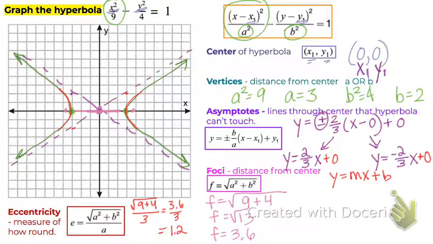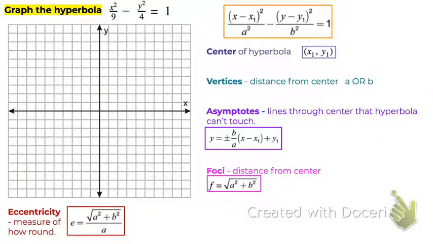Now let's do one more. This one is very similar, except the center is not going to be at 0, 0. When we're looking for the center, remember that is what is subtracted from our x and our y. So in this case, our center is 2, 3. So let's plot that: over 2, up 3.